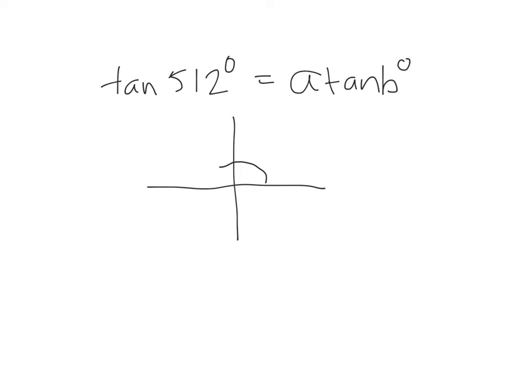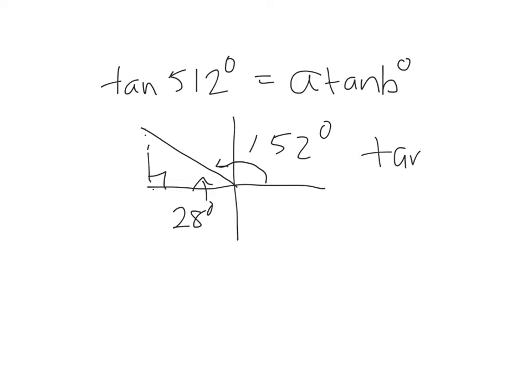So 152 would be here in quadrant 2. And so doing the tangent of 152, kind of like we did in the last problems that we were just looking at, is dropping this altitude and creating the triangle. What is this angle here? Well, it's going to be the difference between 152 and 180. So this will be 28 degrees. So that gives you your acute angle. So I am really doing the tangent of 28 degrees. So B is 28.